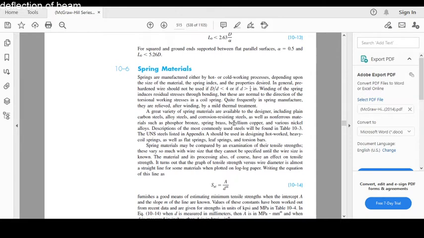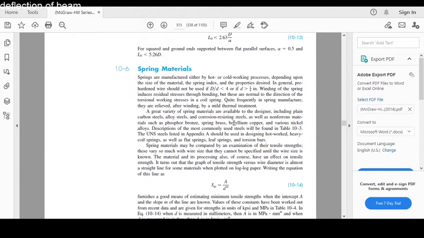In general, pre-hardened wire should not be used if D over d, the mean diameter over wire diameter ratio, is lesser than 4, and d is more than 1.4 inch. Winding of the spring induces residual stress through bending, but these are normal to the direction of torsional working stress in a coil spring.